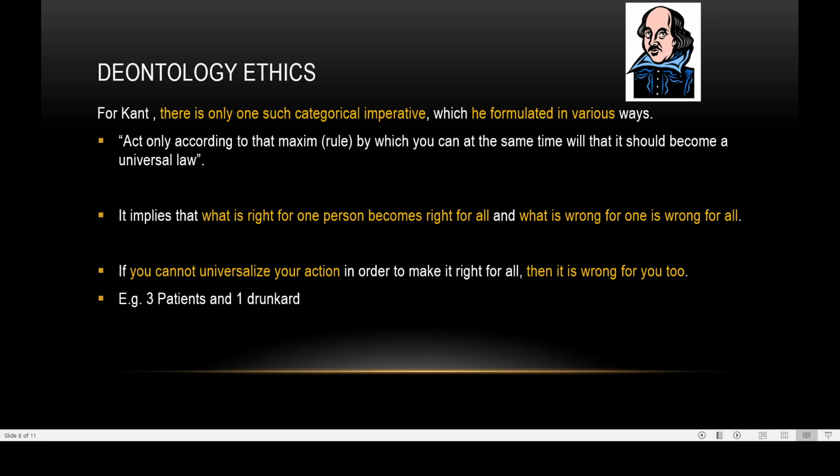Right. So example, three patients and one drunkard. There is one drunkard who was unconscious, who drank too much, and then he was brought to a hospital. Can the doctor say this guy is unconscious and a useless fellow, and then extract his heart, harvest his kidneys, liver, and transplant them to other patients who require them? Is it morally right? It is a more immoral act.